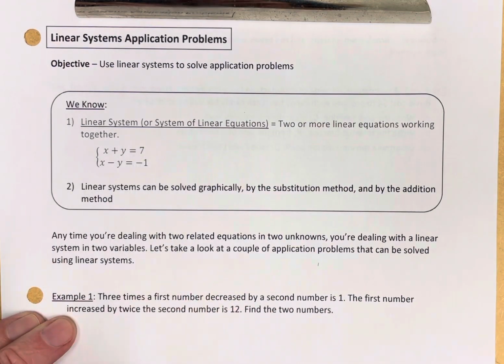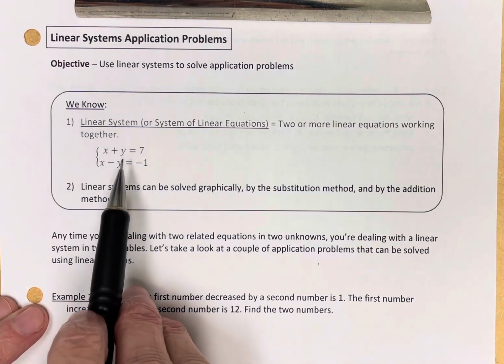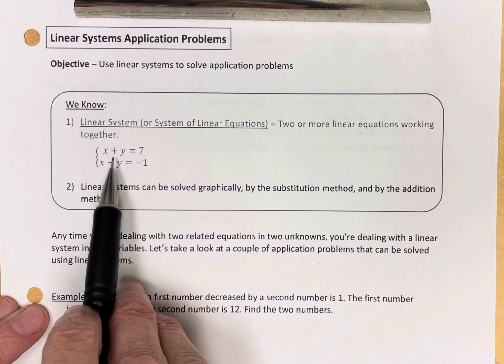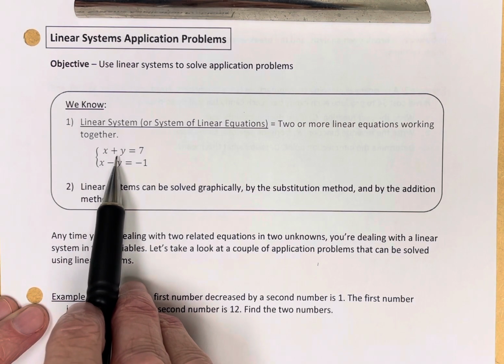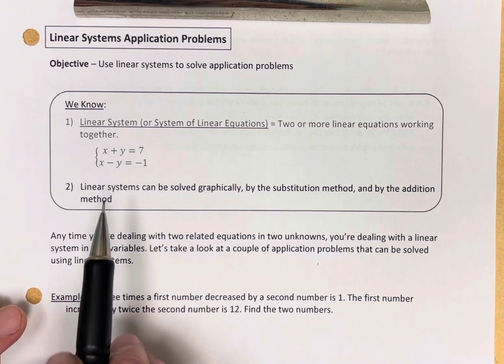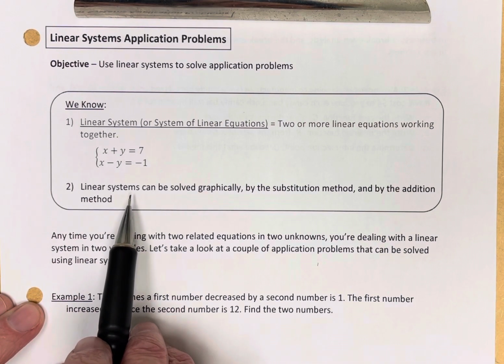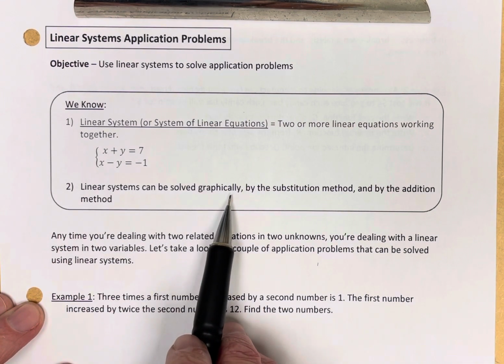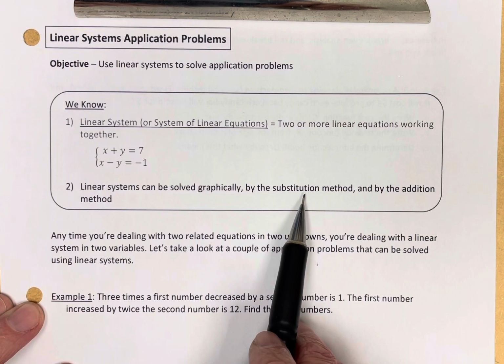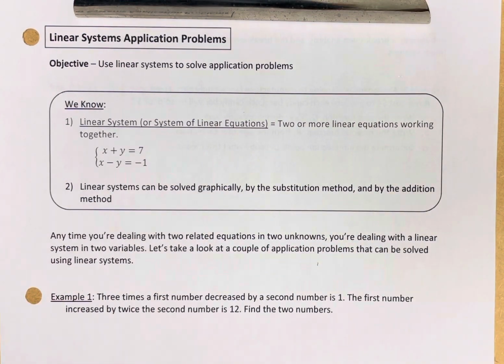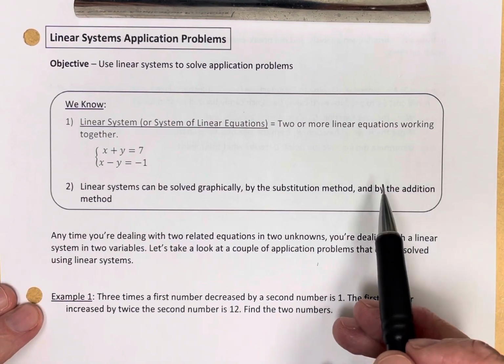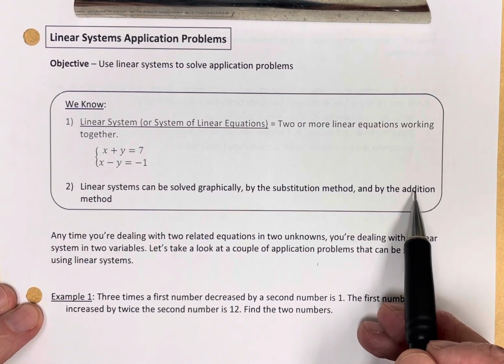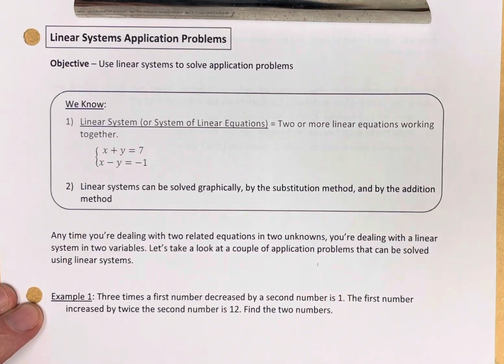And here's an example. We've been working with a system of linear equations in two variables, like this one. And we know that linear systems can be solved graphically, by the substitution method, and by the addition method. We're going to make use of two methods today. We're going to make use of, in this video, the addition method and the graphing method.